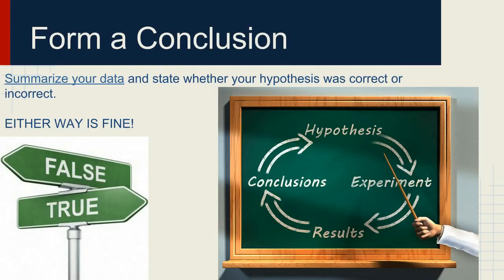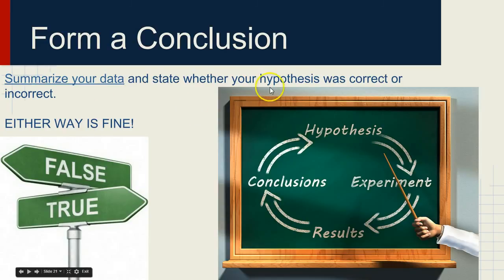Once you get that done, then it's time to make your conclusions. You state whether your hypothesis was correct or incorrect. Either way is fine. If it's correct, great. If it's incorrect, great, as long as we find out for sure. If you find out whether it was correct or incorrect, that means you set up and did your experiment the way it should be. We don't want it to be like, well, we're not sure. That must mean there was an error or you didn't set it up right.